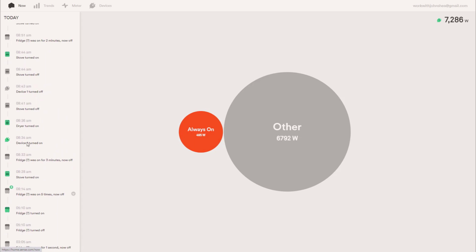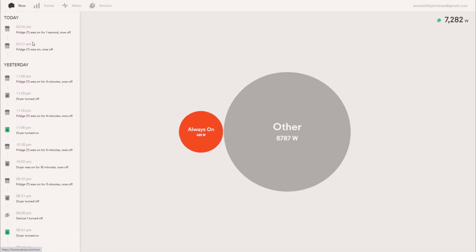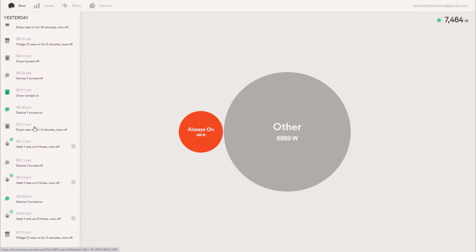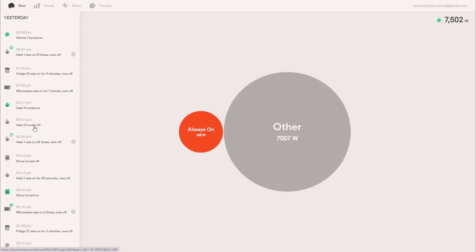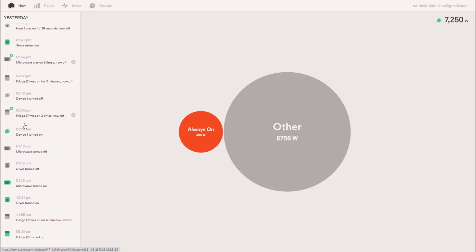Let's see what else we have. Now, of course, those are many of the common devices. And that was all of today. Now we can look at yesterday and again see similar patterns of the devices that it's seeing come on and off. So these are really the most common things. Here you can see the microwave was found, among many other things that are getting utilized.